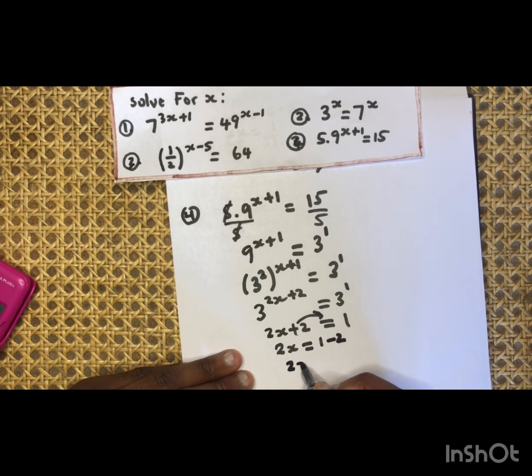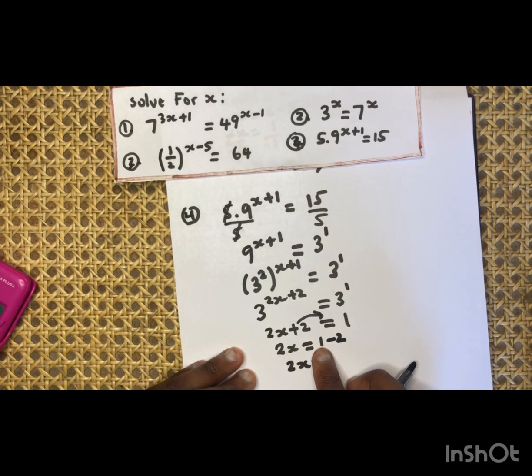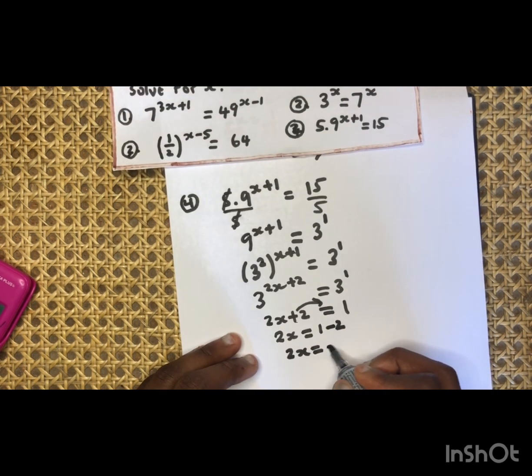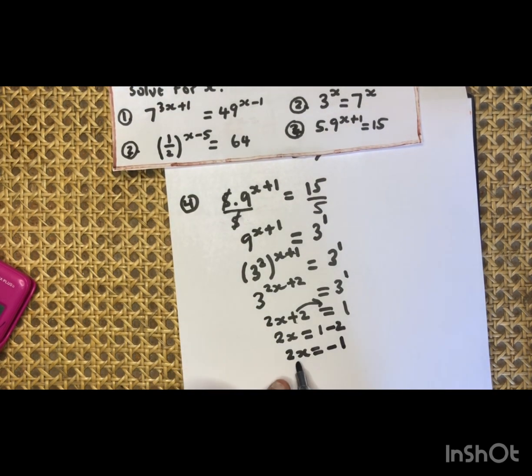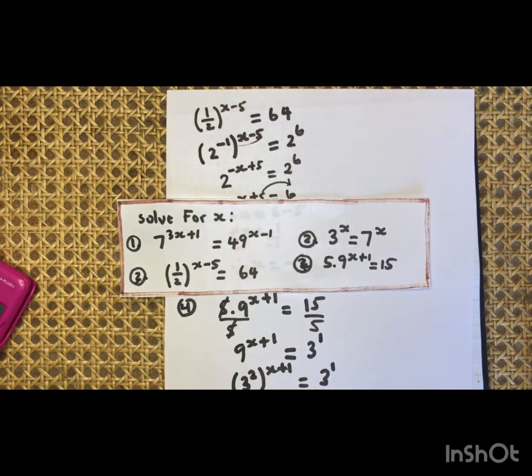So now you have 2x equals, if you say 1 minus 2, what you get is negative 1. Then you need to find x, not 2x. So I need to do what? To divide both sides by what? By 2. Whatever I do on my left side, I must also do on my right side. So this cancels out. Therefore we conclude that our x is equal to negative 1 over 2. So that's your solution for number 4.